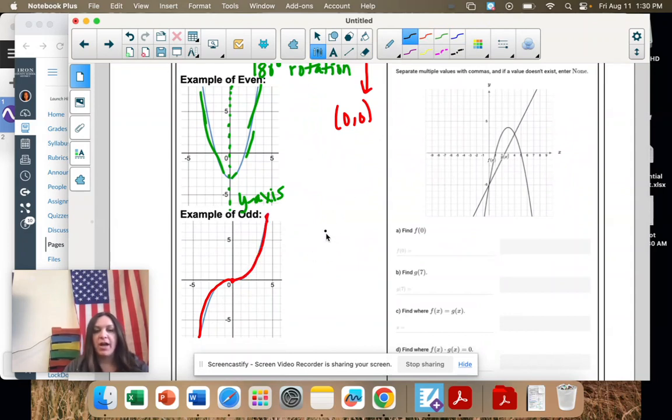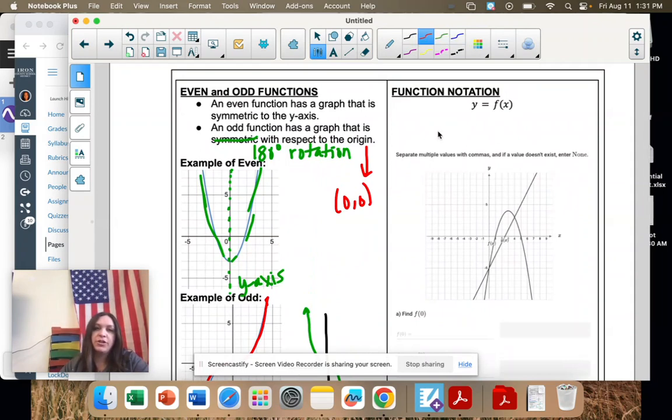So if you have a graph over here, say it's in this quadrant, it would rotate to the one across. That's why it's symmetric. It always goes across quadrants. That would be odd as well. So say you have a graph that doesn't meet either of those, then it would be neither.